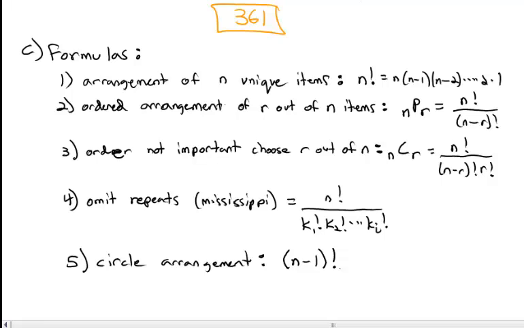So a lot of helpful formulas to work with the multiplication principle to help you count things with permutations and combinations. There's a lot of different variety of variations of these problems. Take a look at them, see what you can work out. Come to class tomorrow with questions, and we will see you then.